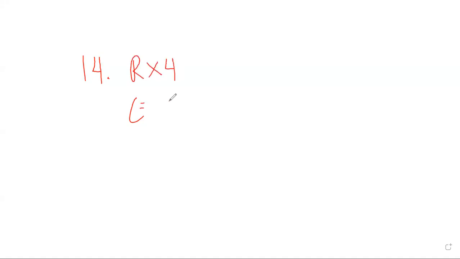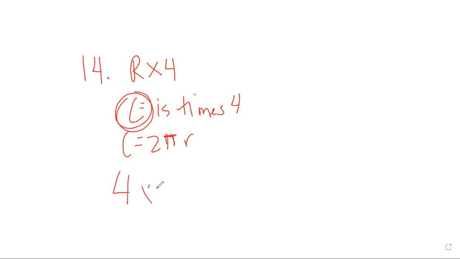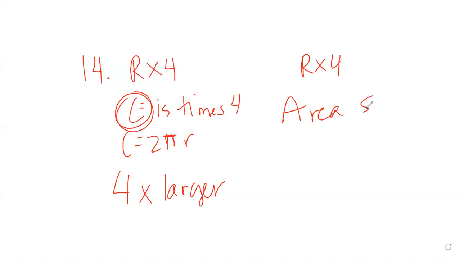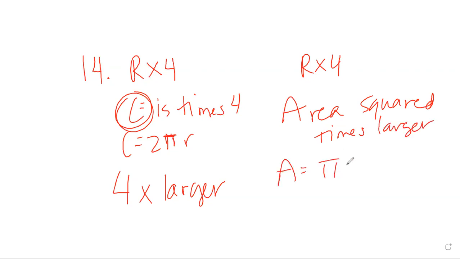With circumference, that means the circumference is times 4 also. It's always that way because circumference is 2 pi r. There's no way for this radius to become squared or anything else. It's just going to be 4 times larger. So if I'm multiplying the radius and I'm talking about circumference, it's going to be 4 times larger. However, if I'm talking about the radius and we're talking about area being 4 times, area is going to be squared times larger. And the reason why is, again, think about area is pi r squared.